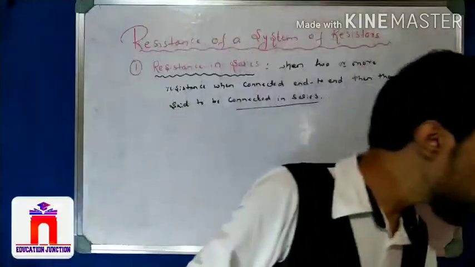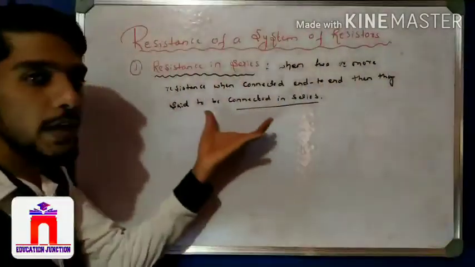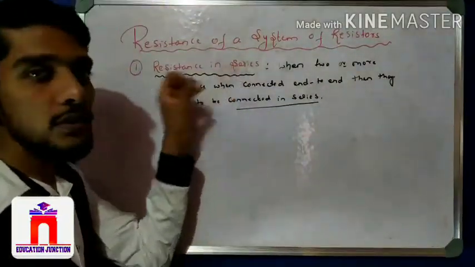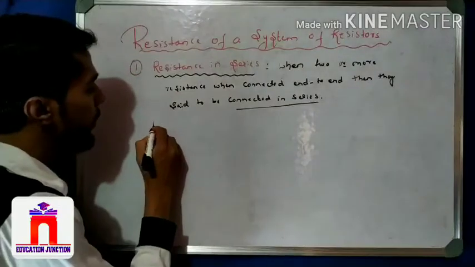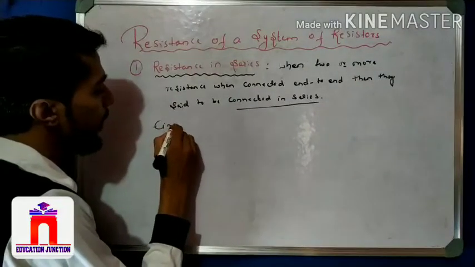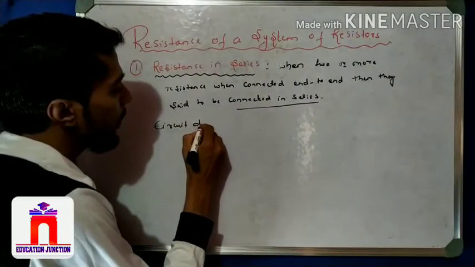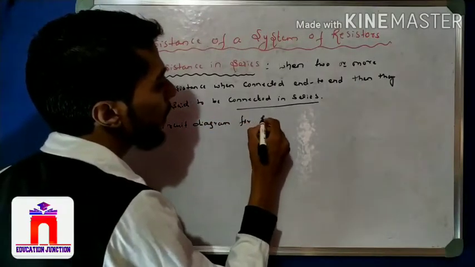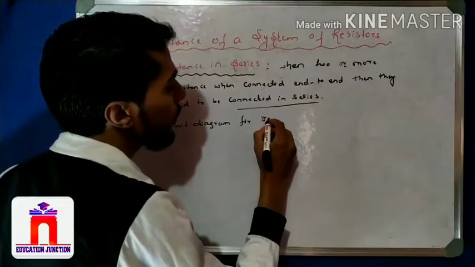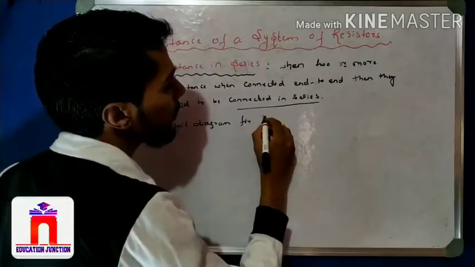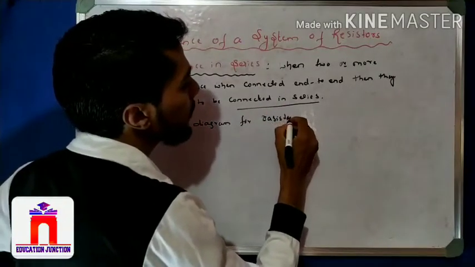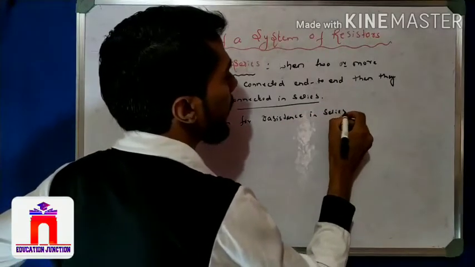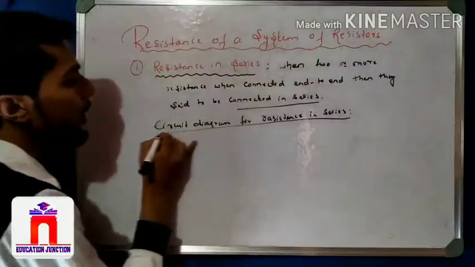So if you see the circuit diagram clearly here, this circuit diagram is very important for 2 marks. Draw the circuit diagram for resistance in series. Okay, so write here: circuit diagram for resistance in series, right?